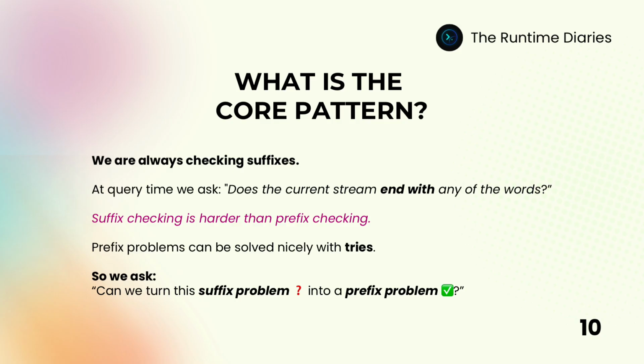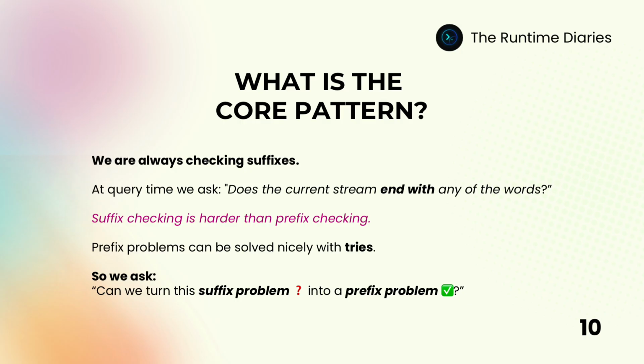Okay, let's step back and look at the structural pattern hidden in this problem. What are we actually doing? We're always checking suffixes. After each letter, we're asking, does the stream end with any of these words? Suffix checking is historically kind of annoying. Suffixes are harder to optimize than prefixes. Why? Because we have amazing data structures for prefix matching, specifically tries, also called prefix trees. But we don't really have a good data structure for suffix matching.